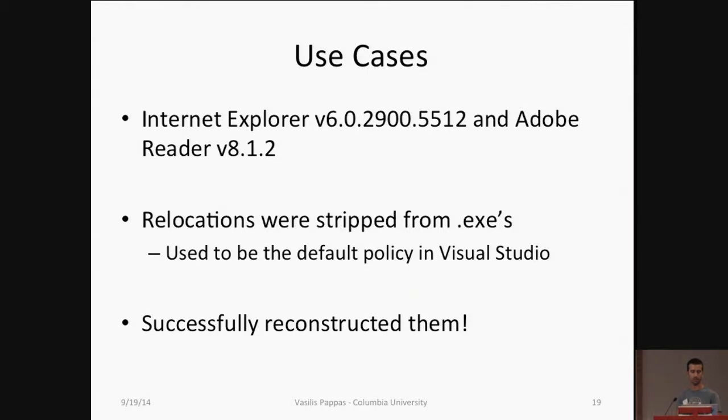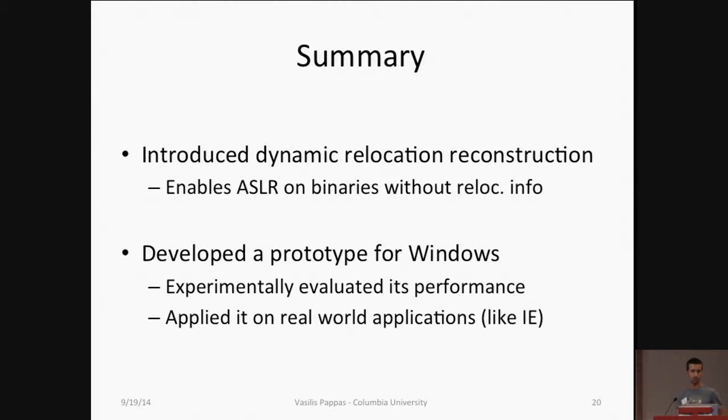And after executing them both with our prototype, we were able to successfully reconstruct all the missing relocation information. So to summarize, we introduced a technique to dynamically reconstruct the missing relocation information, which allows us to enable ASLR on binaries that were missing that info. And we developed a prototype for Windows. And based on that, we were able to experimentally evaluate the performance. And also we applied it on real-world applications to see whether it runs. So thank you. I'm taking questions.